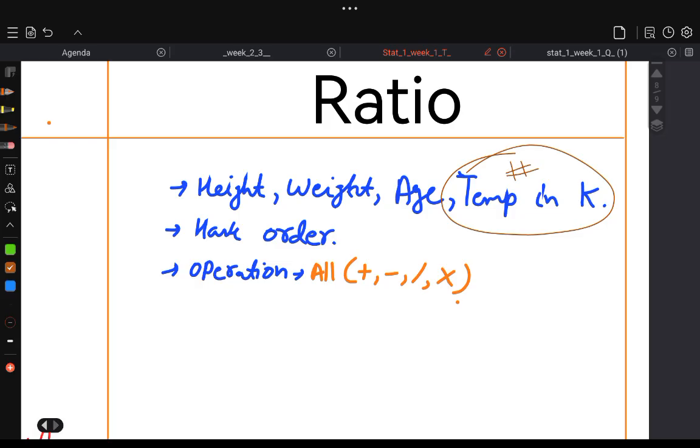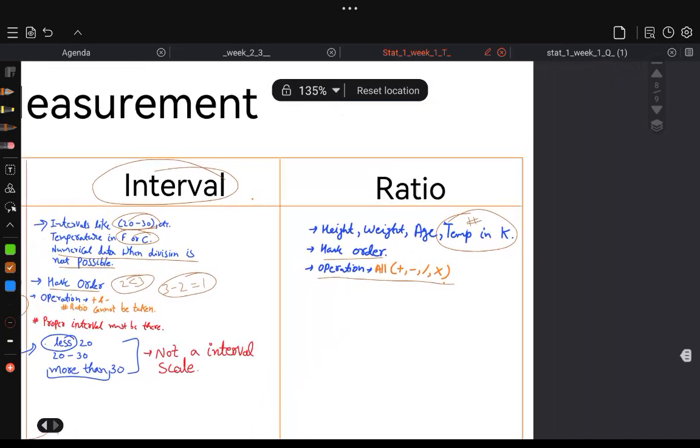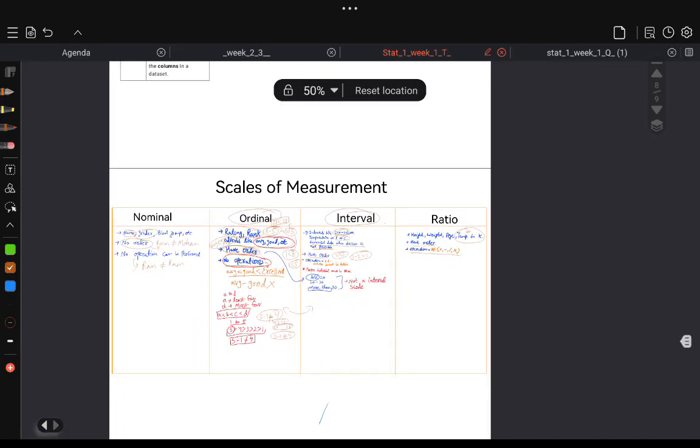Whereas the height, weight, we can subtract two heights, we can take division of two heights. Basically the various things that we observe in day to day life, the numerical data, generally comes under the ratio, unless it is given in an interval. They have an order, and we can perform all operations, plus, minus, multiply, divide, all the operations on the ratio scale. So they are a bit confusing, so I am recalling all the things that we have studied so far.